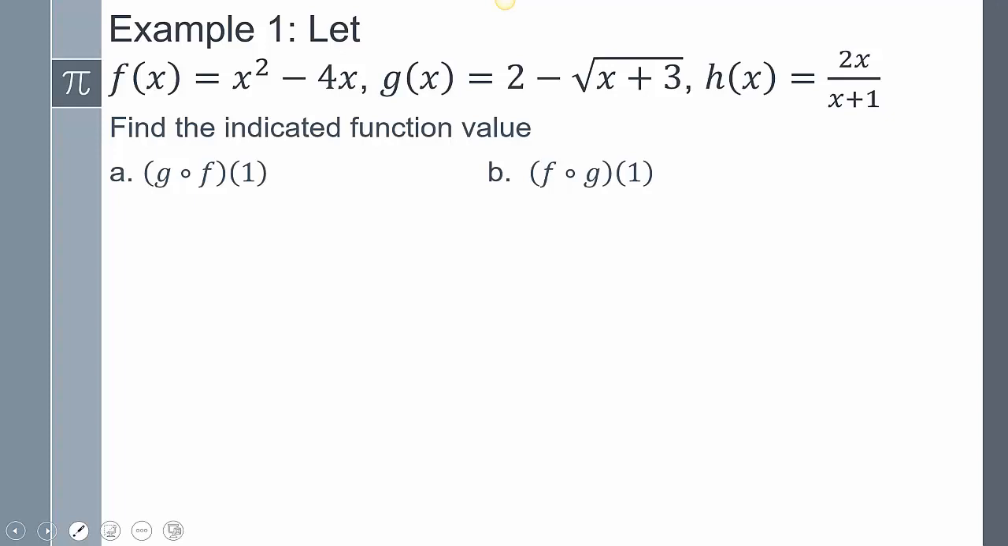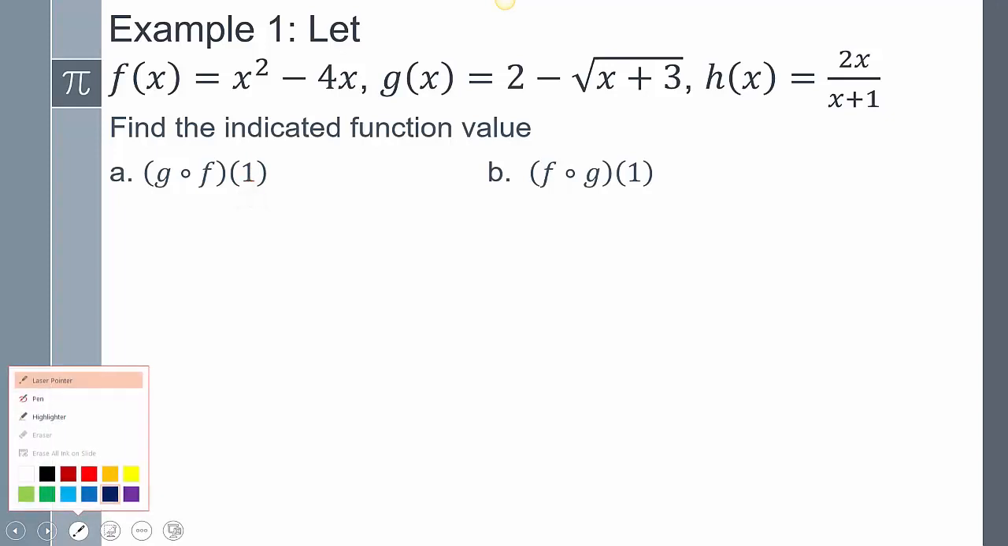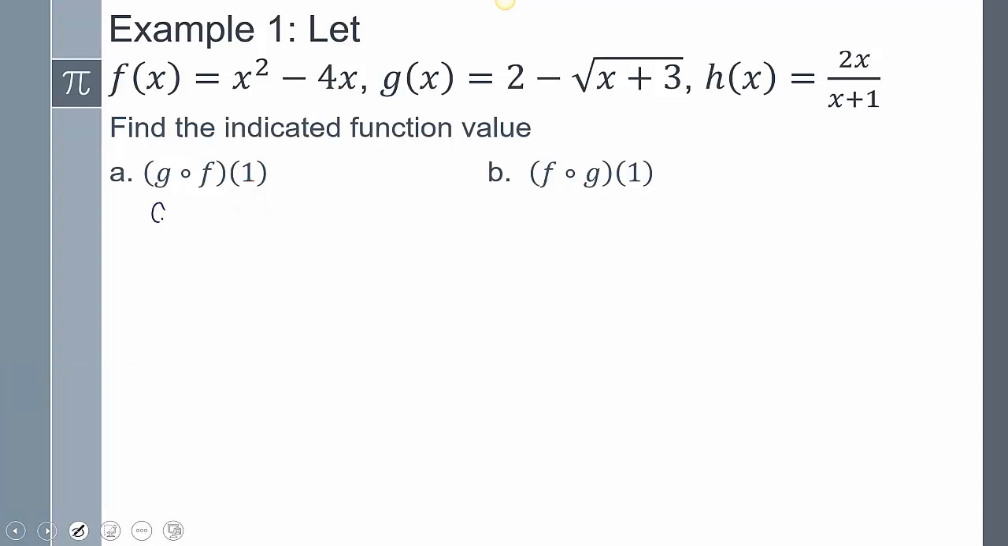So let's take a look at our first example. It says, let our f function, g function, and h function be defined as these values here. Find the indicated function value. So this is g of f of 1. Another way of thinking about it is g of f of 1.